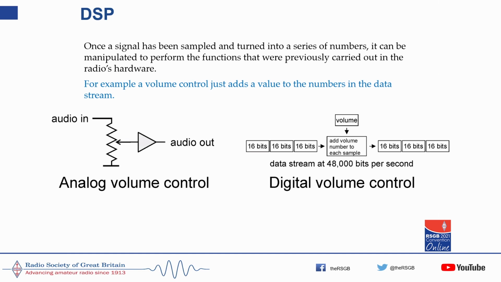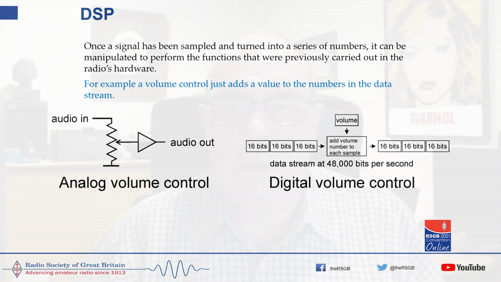For instance, if the computer's looking at this stream of data and suddenly the numbers jump up to a higher level for a short time, that could be a noise spike. So the software can go, I don't want the noise spike, and it can just eliminate it and take it out completely.